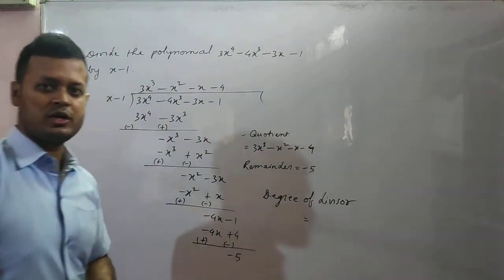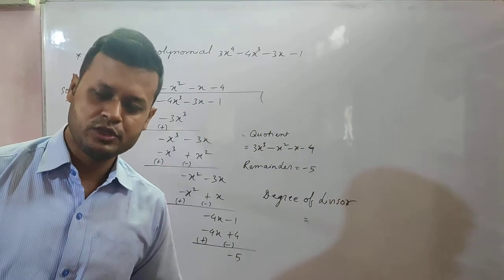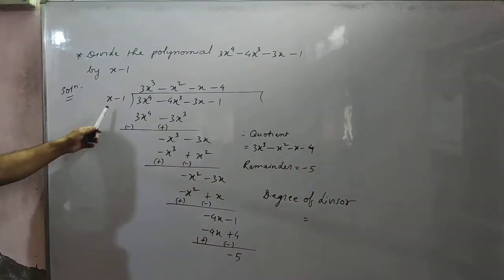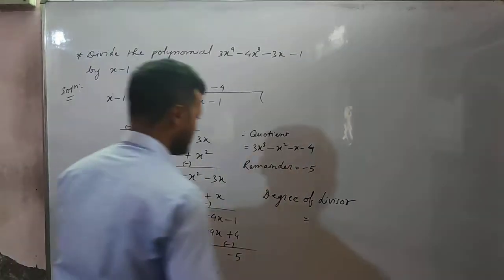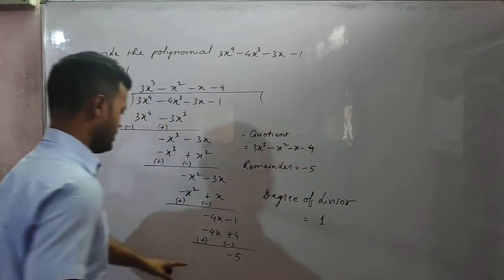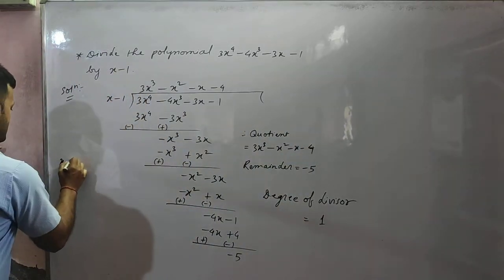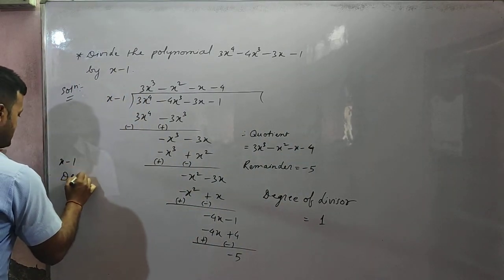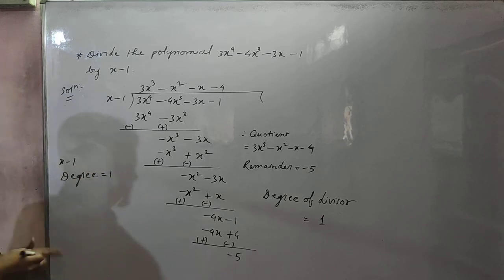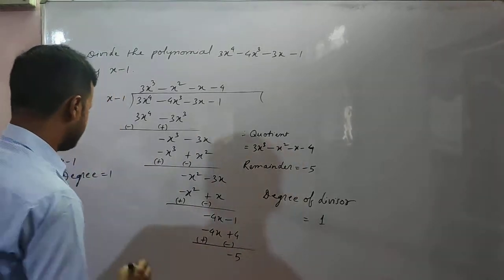The number with which you are dividing is called the divisor. So x minus 1 is the divisor here. What is the degree of the divisor? 1, isn't it? x minus 1, degree is equal to 1. And minus 5 is the remainder, isn't it?